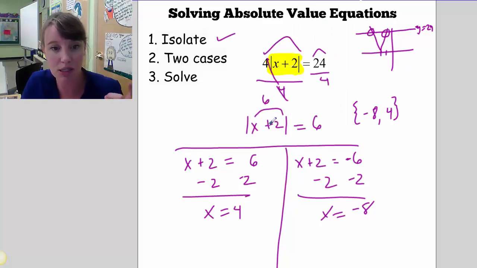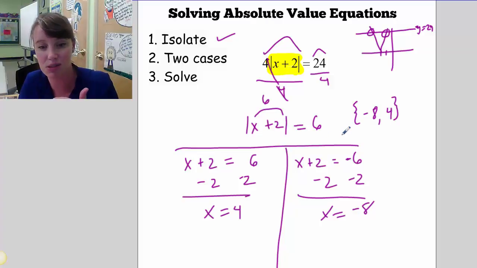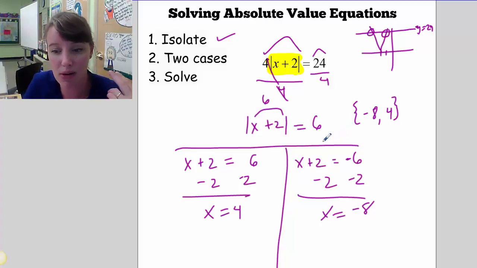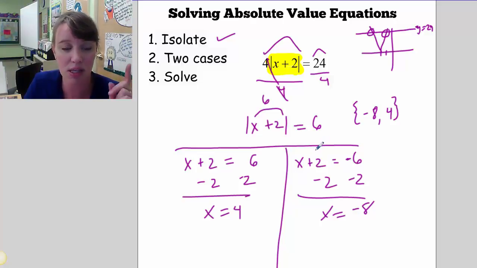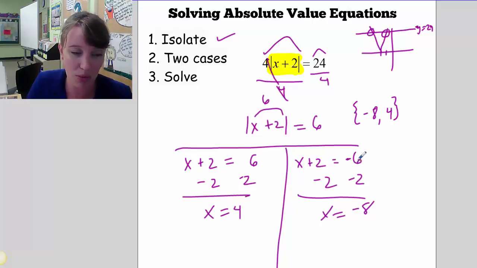Algebraically, what's happening is there's two numbers. I could put 4 in here to get 6 on the inside, then absolute value of 6 is 6. Or I could put -8 in here. -8 plus 2 is -6, but the absolute value of -6 also gets me 6. So that's why we're arriving at two cases. This is very similar to the quadratic equation, where we usually arrive at two cases. Sometimes we have one solution, but it has multiplicity of 2.